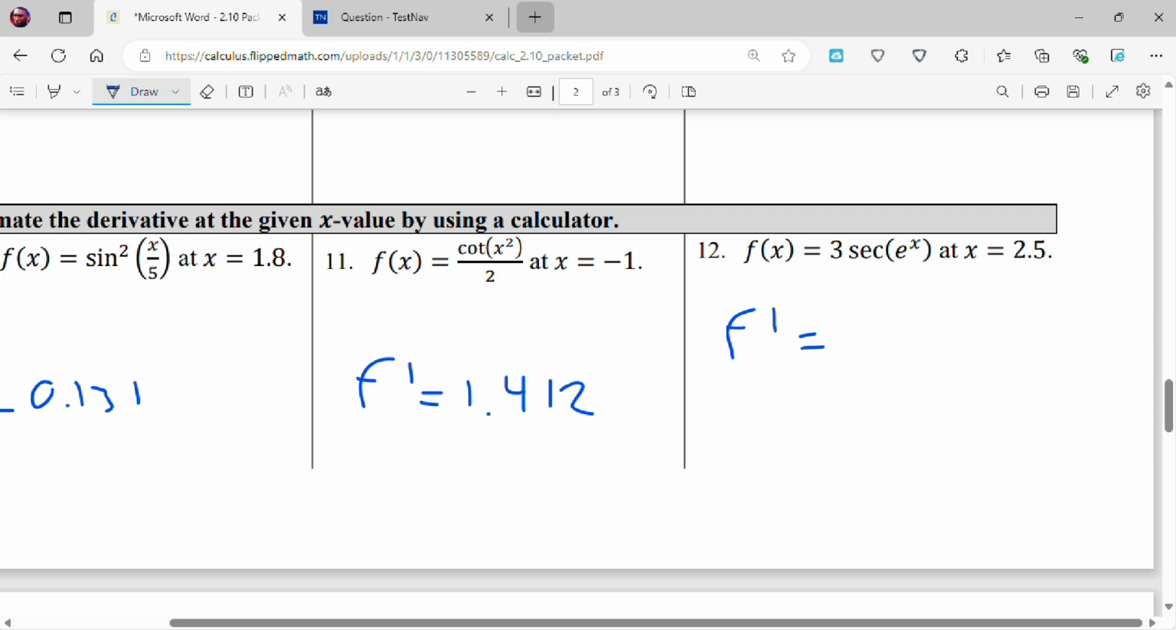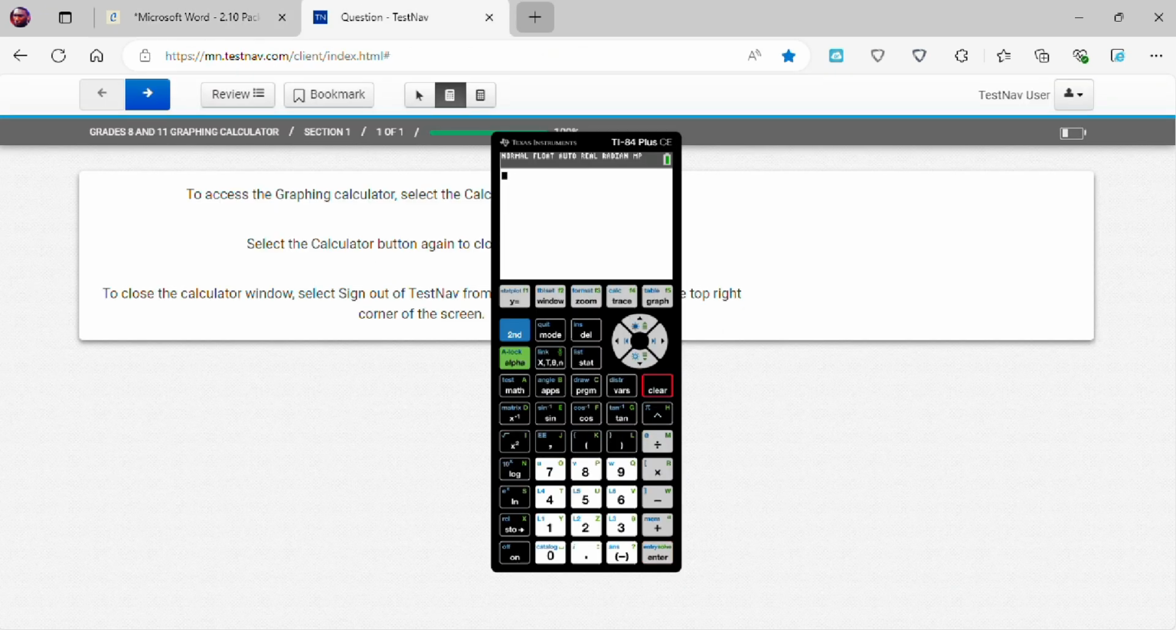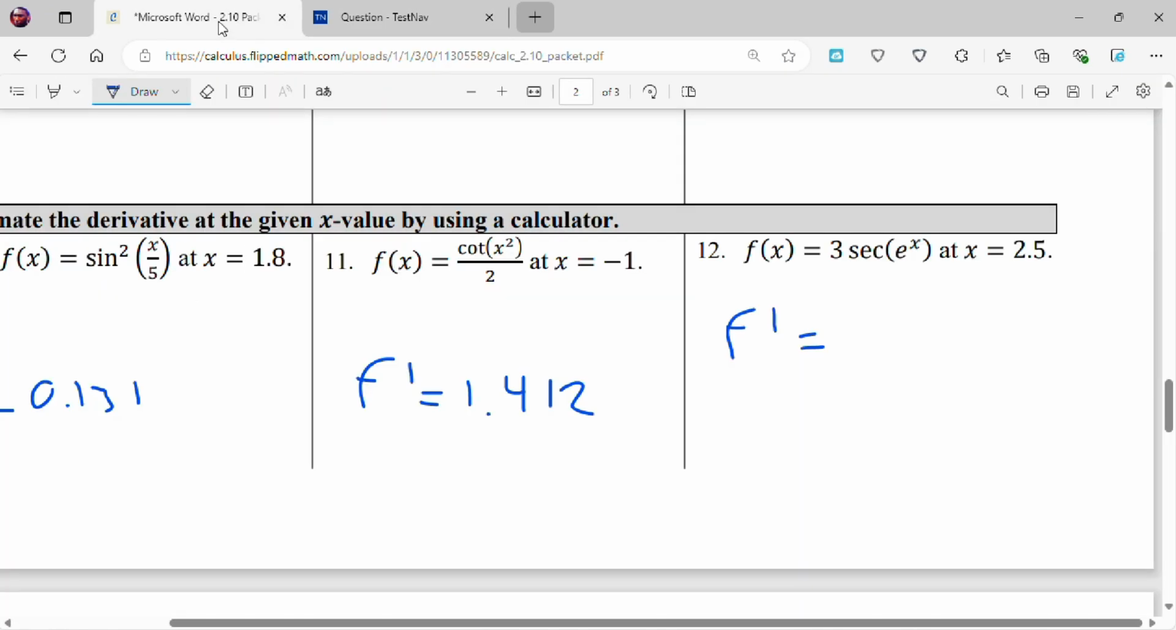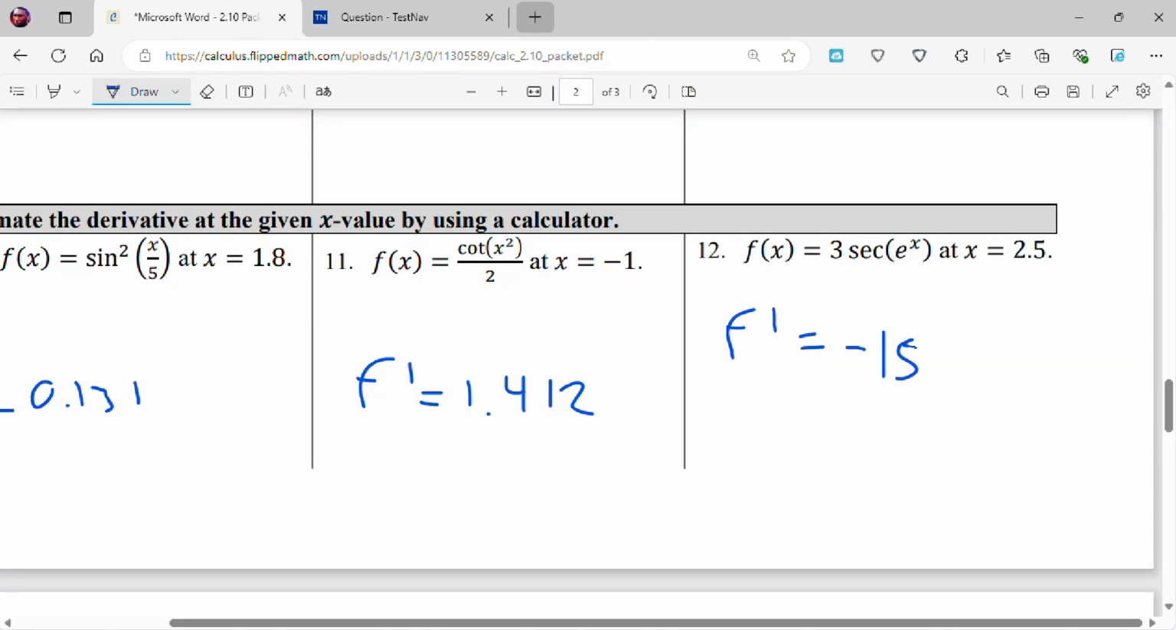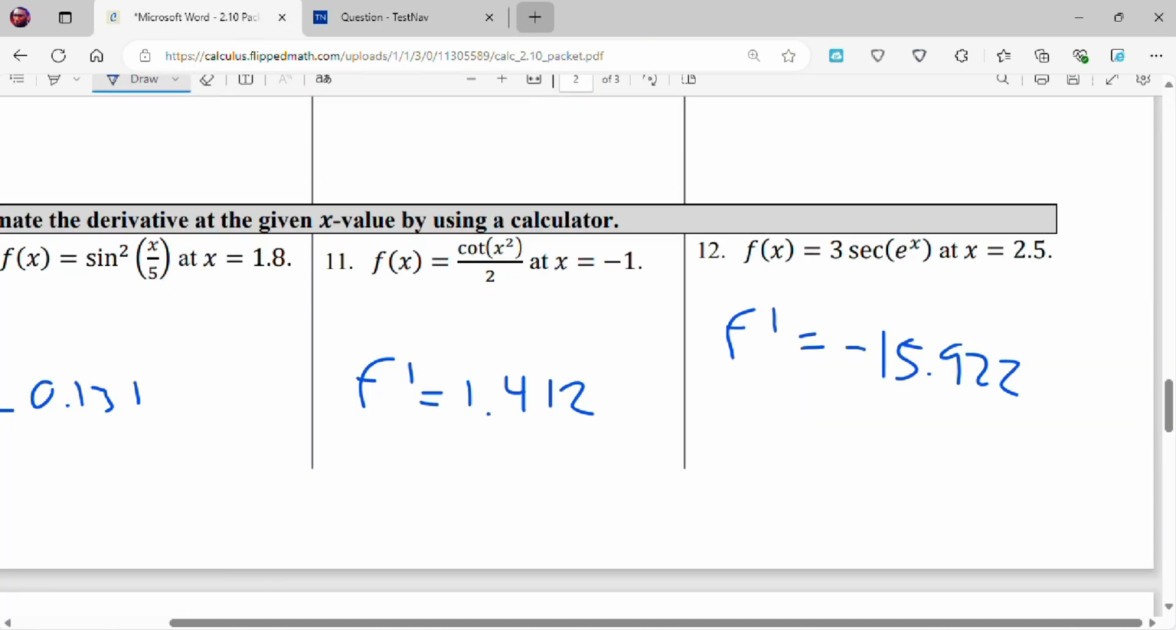at x equals 2.5. Again, we don't have a secant on the calculator, so we're going to have to do some manipulation with sine or cosine. Secant is equal to 1 over cosine. So 3 times 1 over cosine of e to the x, parentheses, at 2.5, and that is going to give us negative 15.922.